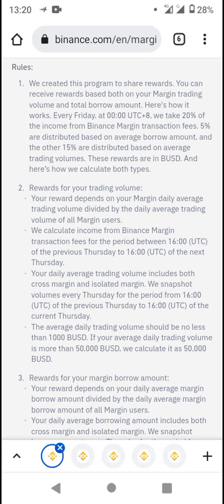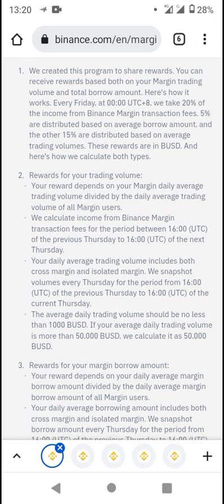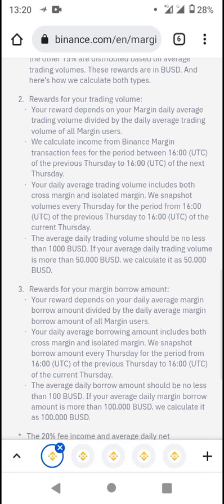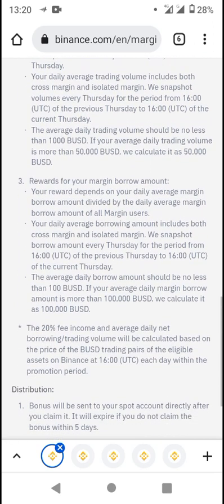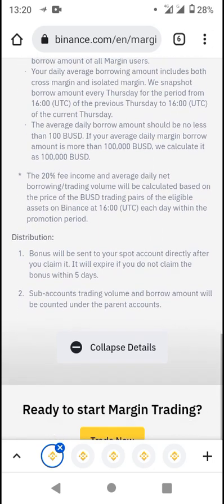Your rewards depend on your margin daily average trading volume divided by the daily average trading volume of all margin trade users. Binance calculates income from Binance margin trading fees for the period between 1600 of the previous Thursday to 1600 of the next Thursday. So users can gain from this giveaway period. The average daily borrow amount should be no less than 100 BUSD. If your average daily margin borrow amount is more than 100,000 BUSD, Binance will calculate it as 100,000 BUSD.